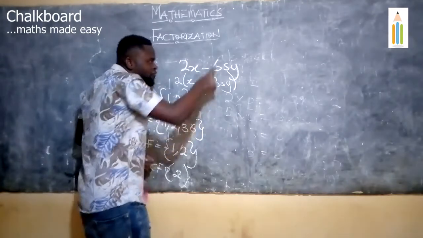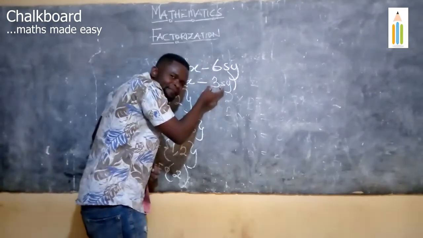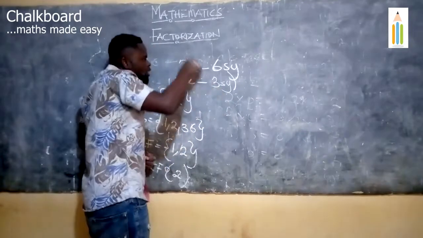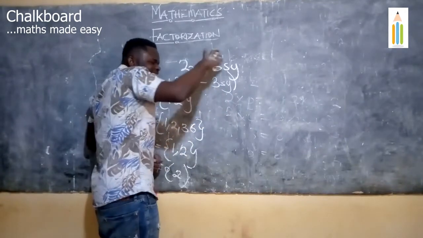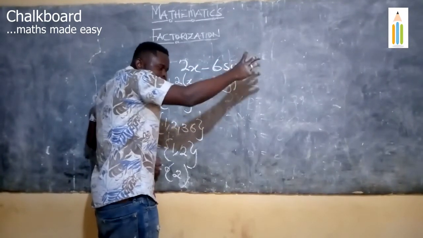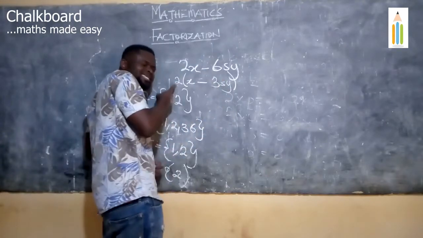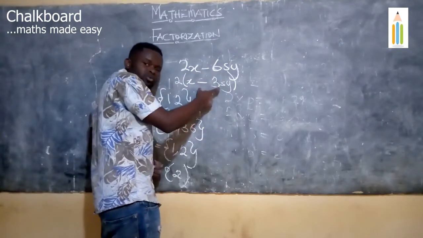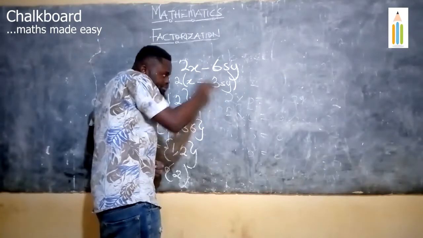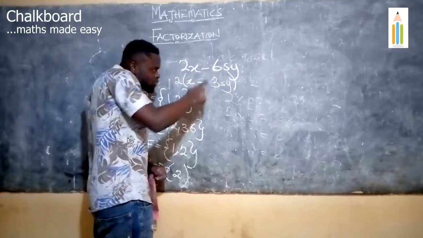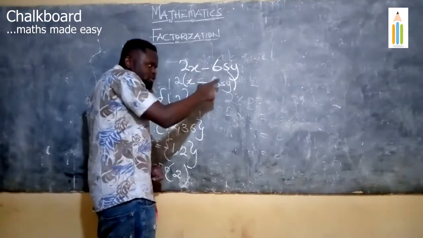So please, 4 will not be left here. Anytime you factorize and you are confused about what will be left, just divide the number by the number that is outside. Then you get what has to be left there.